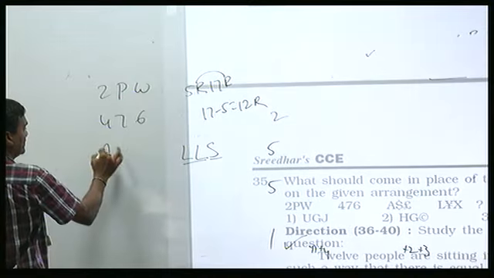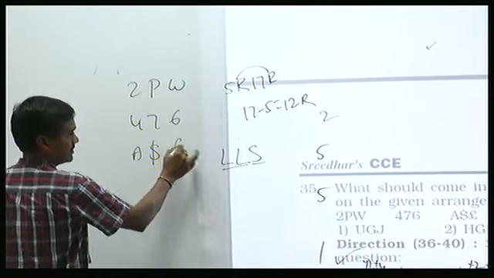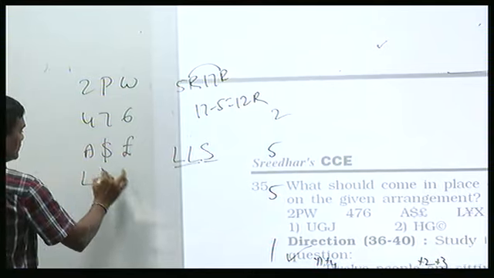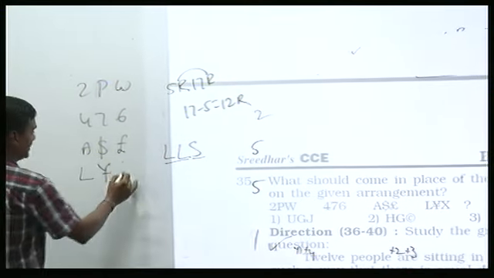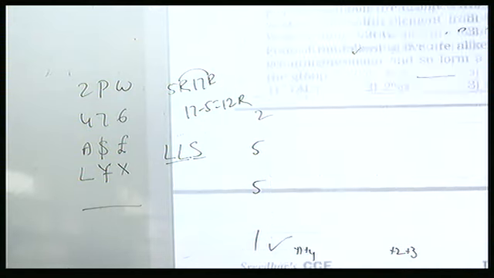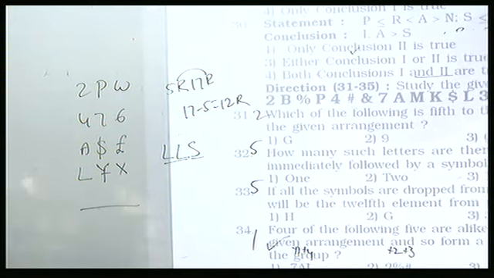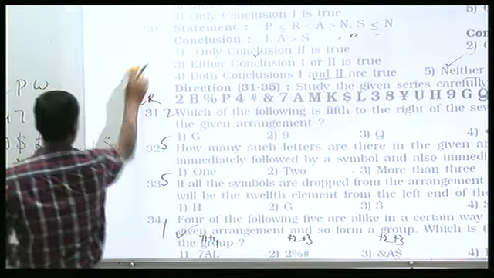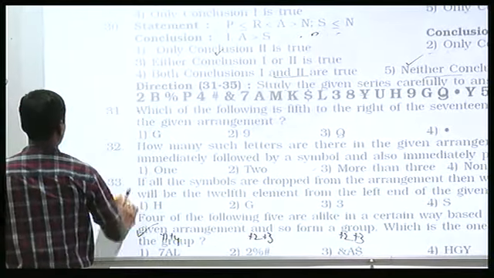2PW. Isn't it? 2PW, 476, A dollar and pound. Next one L, Y and X. Then what should be the next one? Isn't it? Then coming to this sequence. Then what is the relation between 2 and 4? Then compare the first elements.